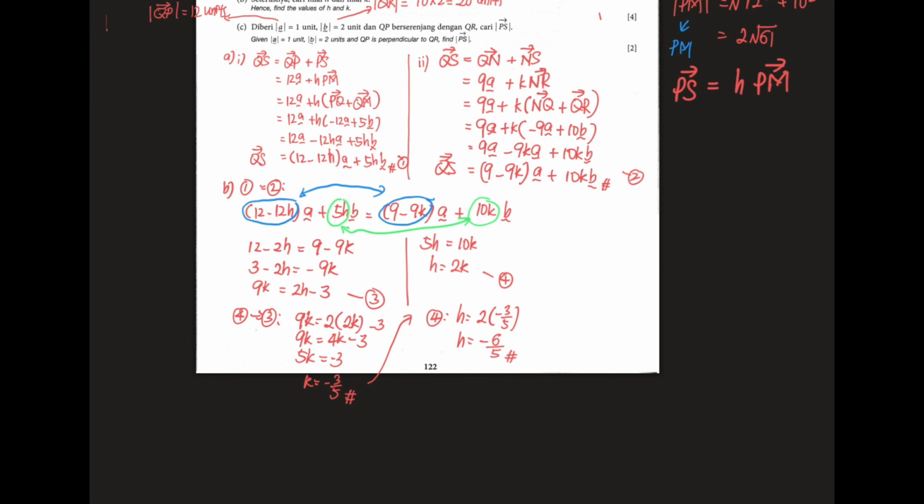Let me double check first. Let me double check with this vector, the last question, question 2. It should be 1/5 and 2/5. So maybe we have a mistake somewhere here. Let me double check with this.